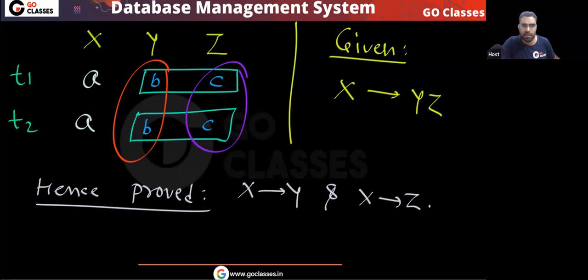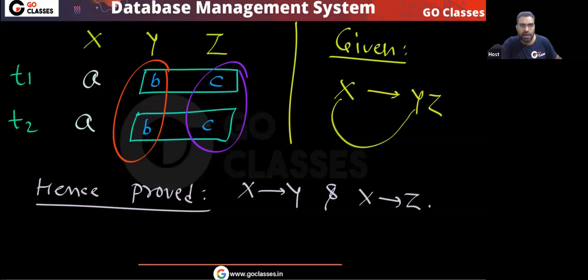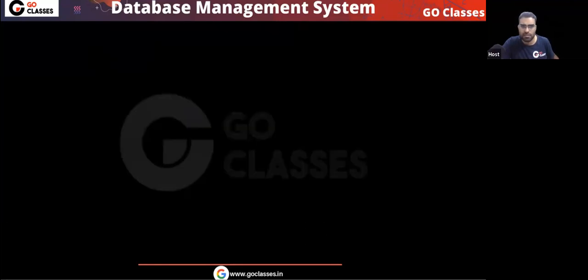Another very simple thing: you can split on the RHS. If X determines YZ is given to you, then you can say X determines Y and X determines Z. So you can split on the RHS. Is this clear? Please let me know.